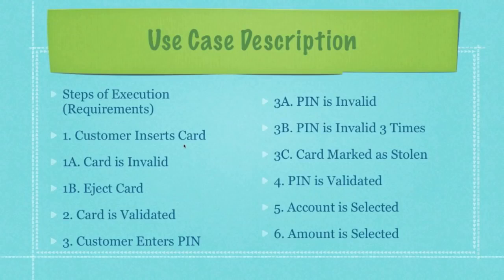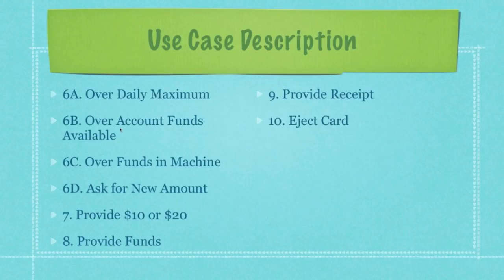So we have customer inserts card, and then I'm going to mark off all of these additional things that could happen: card is invalid, eject the card, whatever. I'm basically going to try to list out all of the possible things that could happen throughout my system. Card is validated, customer enters PIN, however, PIN is invalid, or PIN is invalid 3 times, or card is marked as stolen. These are different things that could occur and mess up the execution of my system. However, if the PIN is valid and the account is selected and the amount is selected, and they are not over their daily maximum or over the account funds available to them or over the funds available to the machine, we are then going to proceed through all of these additional steps.